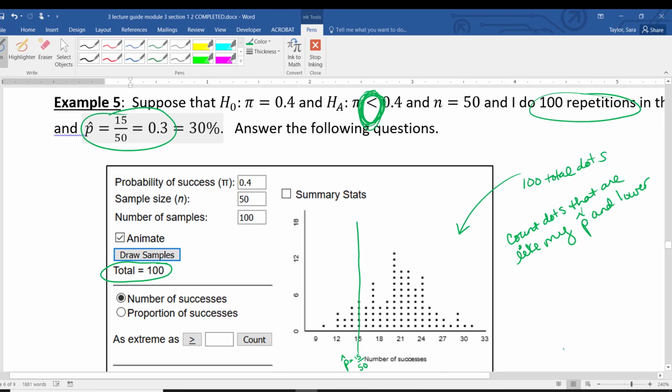Okay, so right at p-hat equals 15 out of 50, there's 1, 2, 3, 4, 5 dots. I have to count those 5 dots and all the ones that are less than that as well. So there's 5 dots right at 15. Then there's an additional 4 here. So there's 5 right here, 4 more here, 2 more here, 3 more here, and 1 there. That's 15 total dots out of a total of 100 total dots in the null distribution.